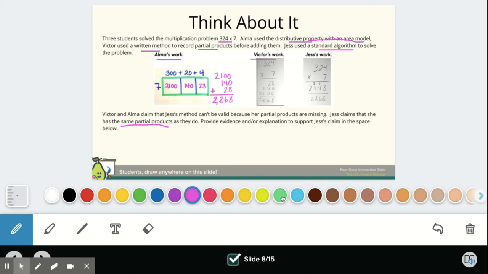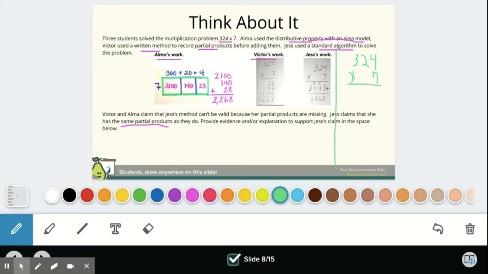All right, so let's take a look at Jess's work and see what approach Jess took. And I'm going to go ahead and also multiply this out, doing the work very similar to Jess to help with the understanding of how the standard algorithm works.